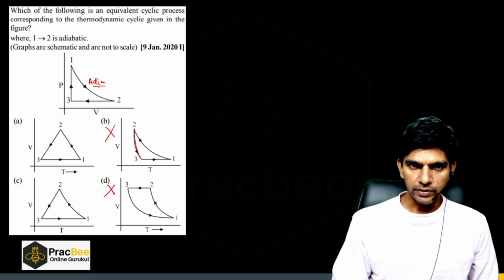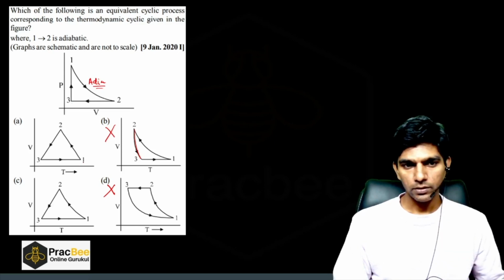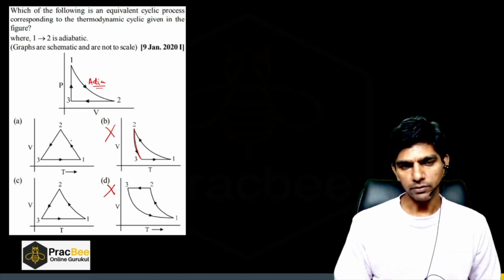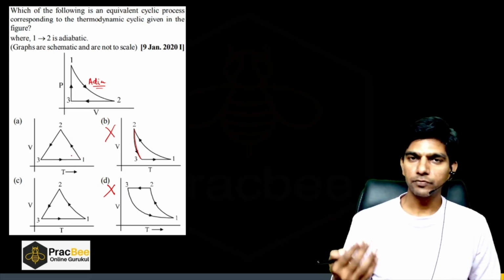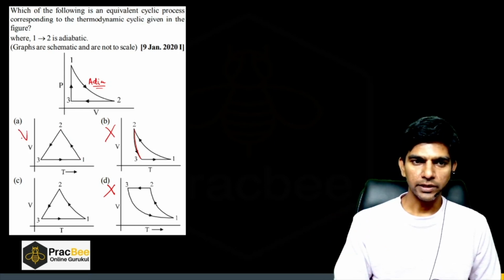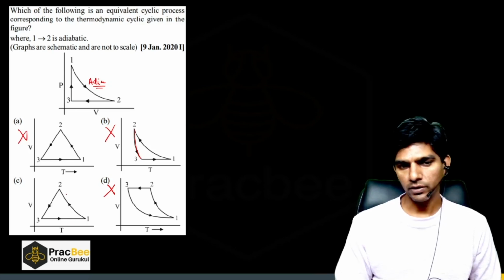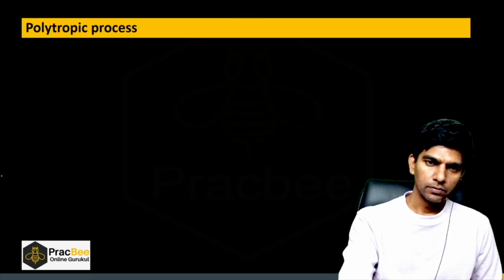1 to 2 is an adiabatic process, right? But if you look at option A, 1 to 2 is given as a linear graph, and we know that in case of an adiabatic process, the graph is non-linear. So option A is incorrect. But in C, we have a non-linear graph. So option C is the right answer, right?